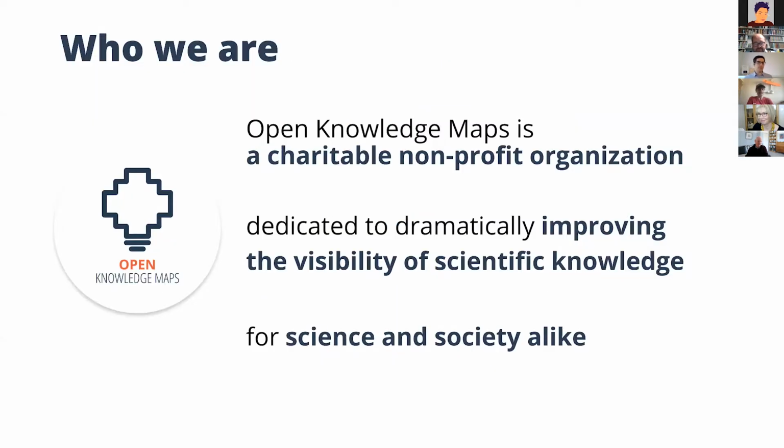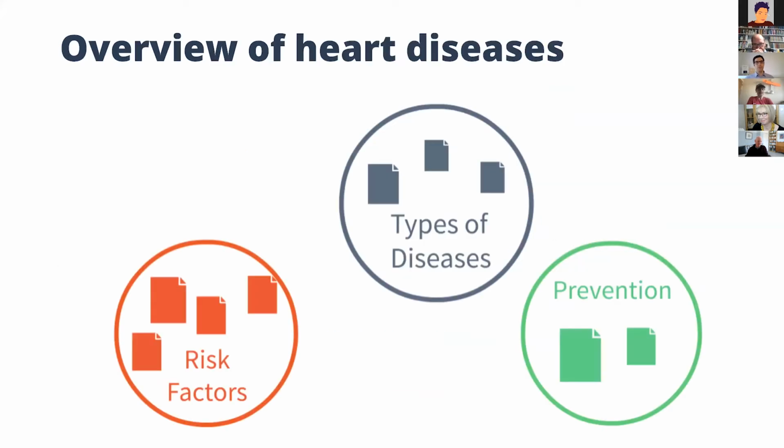We are a charitable nonprofit organization, and we're dedicated to dramatically improving the quality of scientific knowledge. We want to do that for science, but also for the other stakeholders in society, because it's difficult for researchers to get into an unknown field, but for everyone outside the system, this becomes exponentially harder. We're now building on top of knowledge maps. In the jargon, you would rather say knowledge domain visualization, but we shortened it to knowledge maps.